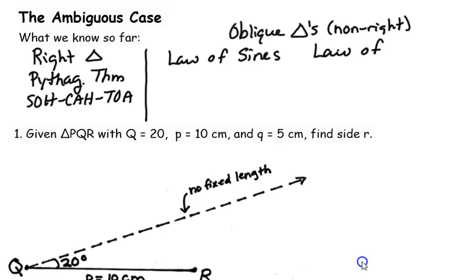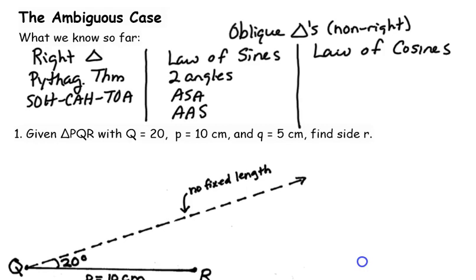For the law of sines, there are certain triangles that we should use, and for the law of cosines, certain triangles. So if we know two angles, in other words, an angle side angle or an angle angle side, use law of sines. If we know two or more sides, side, side, side, or side angle side, we're going to use law of cosines.